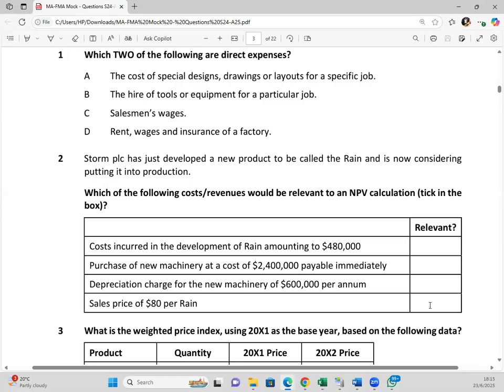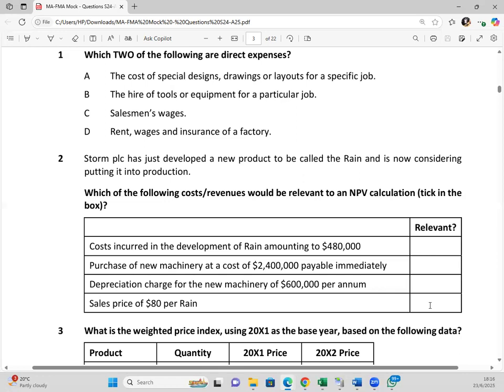What about the second one? Purchases of new machinery at a cost of 2.4 million, payable immediately. Purchases of machinery. Yes, Bowen, you can go ahead. That one is relevant because this one is payable. It's not paid, but it's payable. It means we have not yet paid it. So that one is a future cost.